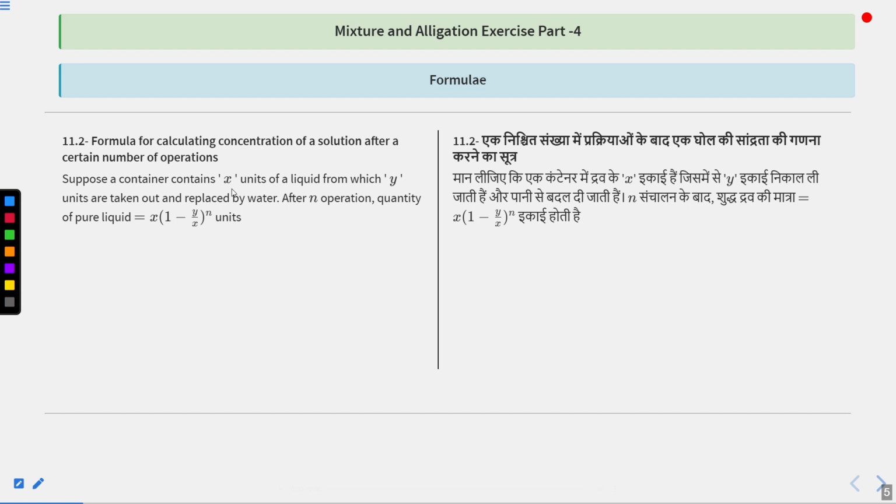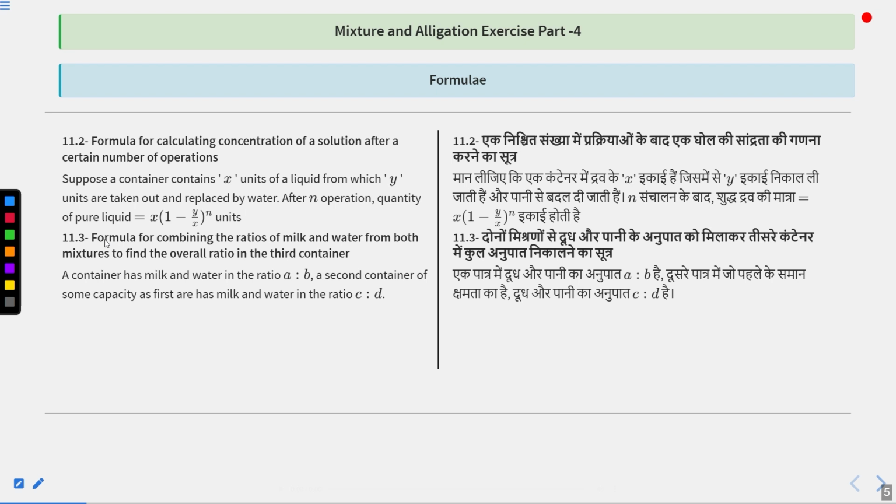Now the formula for calculating the concentration of a solution after a certain number of operations. Suppose a container contains X units of a liquid from which Y units are taken out and replaced by water. After an operation, the quantity of pure liquid is equal to X into the bracket 1 minus Y upon X, to the power N, where N represents the number of operations, X represents the total quantity, and Y represents the quantity taken out.